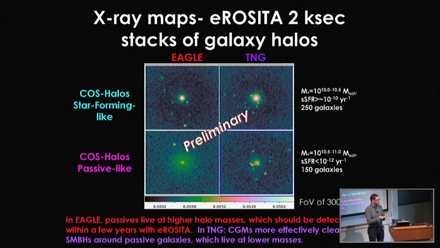I think other people have done this. ROSAT stacking has been done by Michael Anderson. Chandra stacking, it might be. The issue is that the Chandra galaxies are really hand-picked. It's not a representative sample like you or the ROSAT.